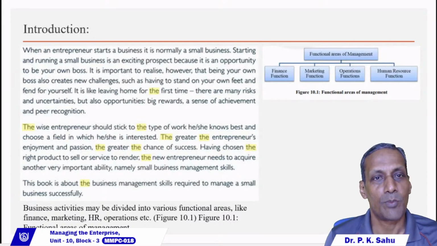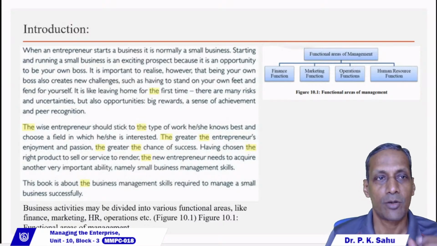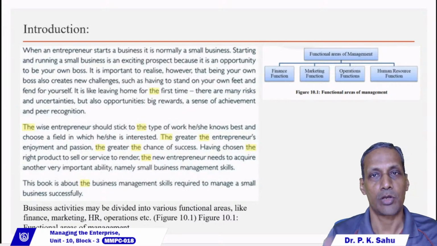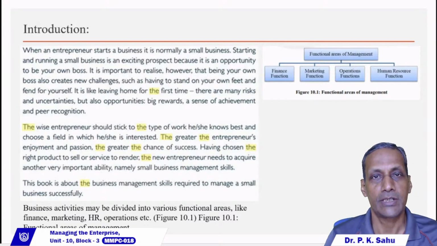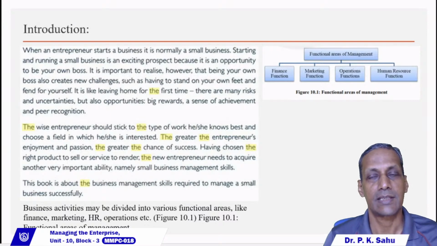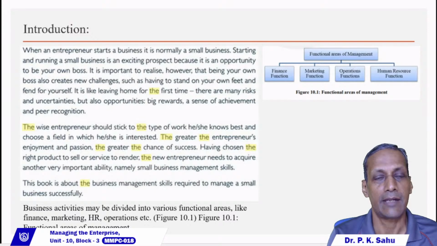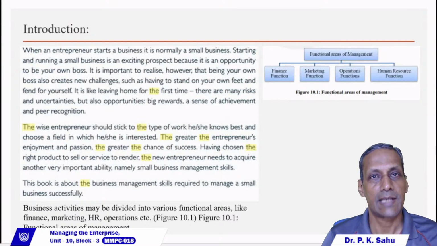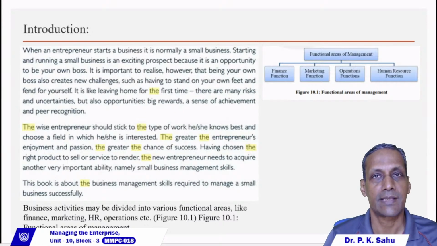Starting and running a small business is an exciting prospect because it is an opportunity to be your own boss. It is important to realize, however, that being your own boss also creates new challenges, such as having to stand on your own feet and fend for yourself. It is like leaving home for the first time. There are many risks and uncertainties, but also opportunities: big rewards, a sense of achievement, and peer recognition.